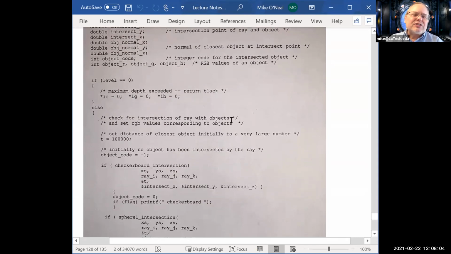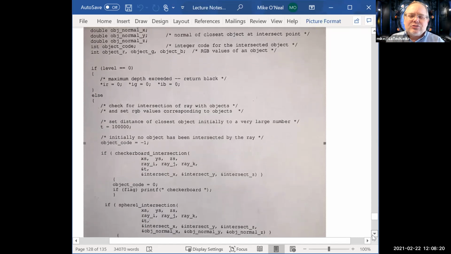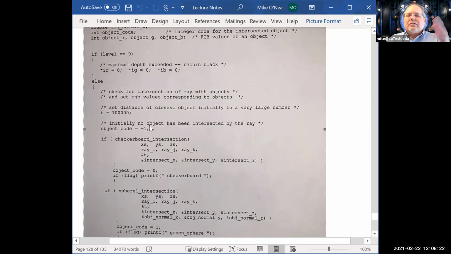Otherwise, you check for an intersection of the ray with each of the objects. We're going to want to find the shortest object, so I set t at some ridiculously large number. We're going to look for the intersection with the smallest t. I used a kludge that had an object code, like each of my spheres had an object number and my plane had an object number. So I set that to -1, meaning I haven't hit an object. Do a checkerboard intersection.